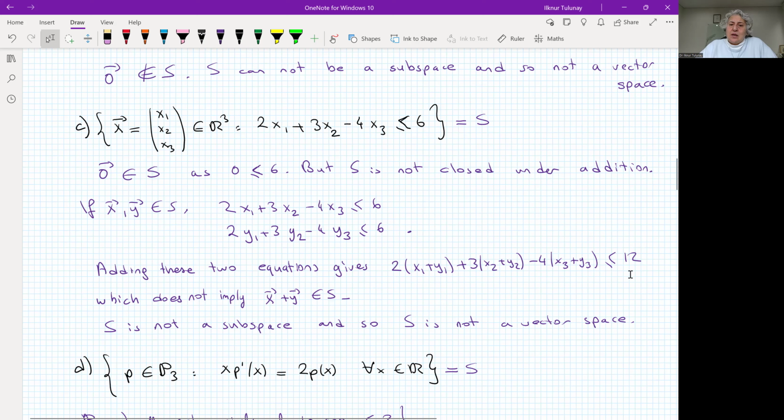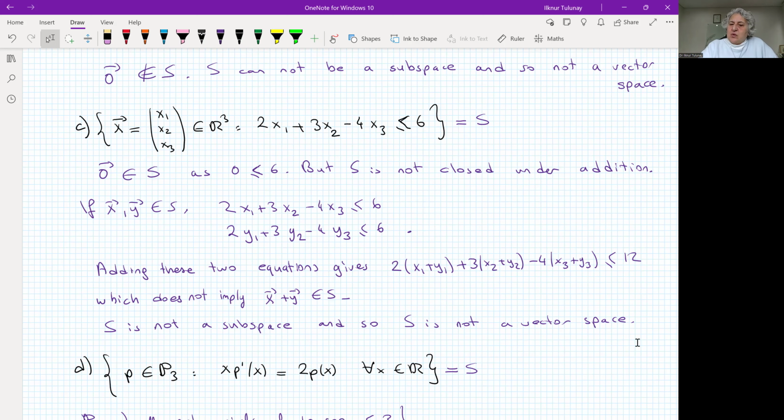It does not need to be, because this condition and this condition implies this inequality, but does not imply smaller than or equal to 6. You can give a counterexample if you wish to, but it's enough to say that these equations need not be satisfied. And that does not imply that x plus y is in S. So S is not a subspace. So S is not a vector space. It satisfies the first axiom, but it doesn't satisfy the second axiom.